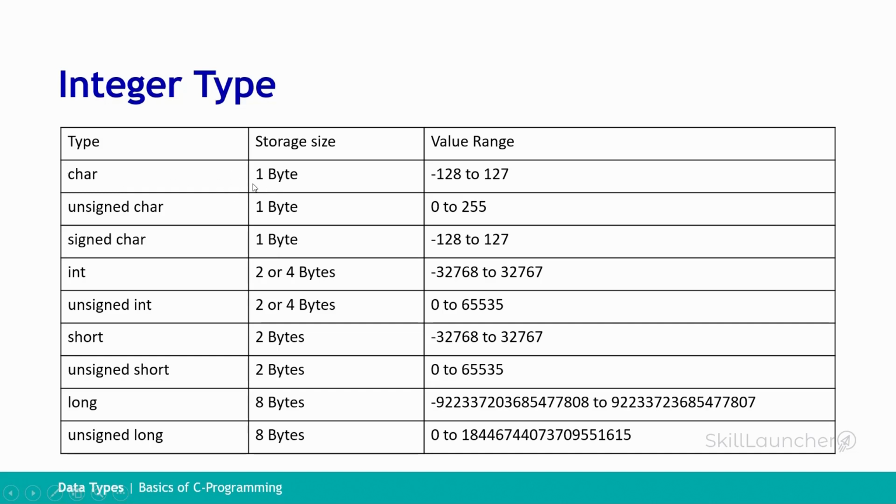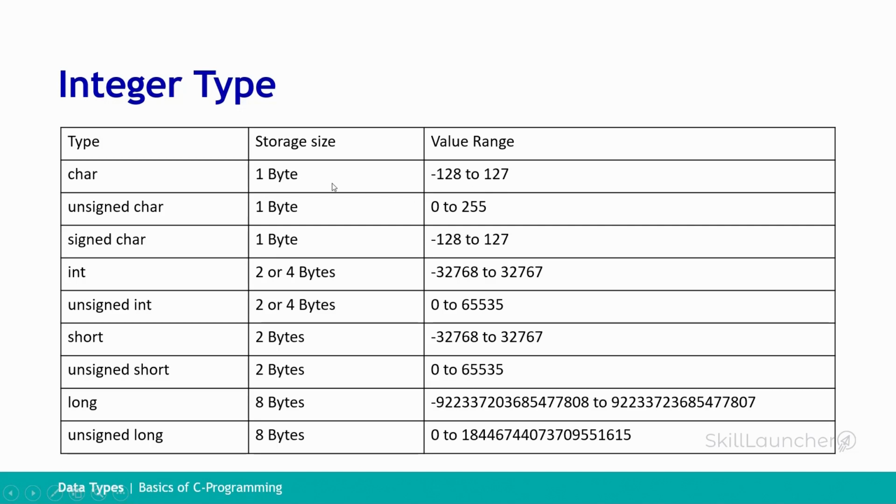As we measure distance in kilometers, some liquid in liters. Similarly, the storage size of the data in computer is measured in byte. 1 byte is equal to 8 bits. So the character takes a memory of 1 byte in CPU. Now the value of character ranges from -128 to 127.